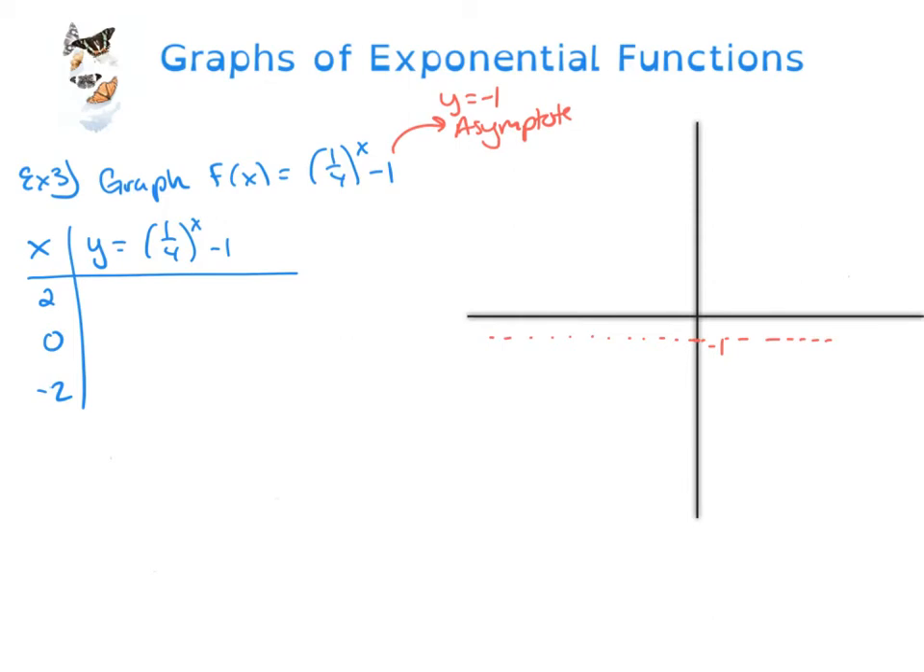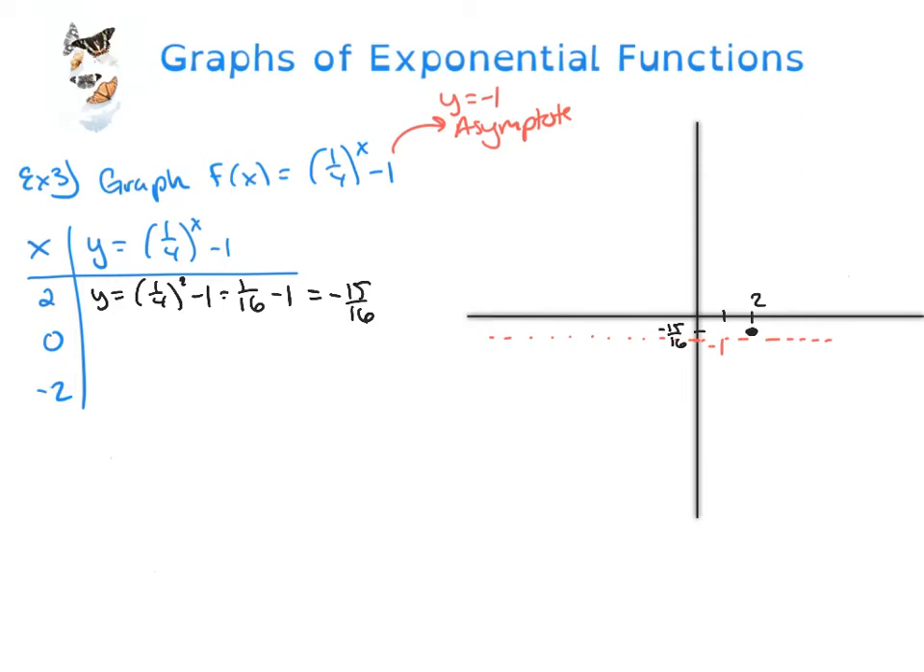So let's start plugging these in. So when x is 2, y is 1/4 to the 2 minus 1. Ooh, 1/16 minus 1. So you can use your calculator, or you can use fractions and common denominators, but you should get negative 15/16. So that's a negative number, but it's really close to the number 1. So when x is 2, y is negative 15/16.